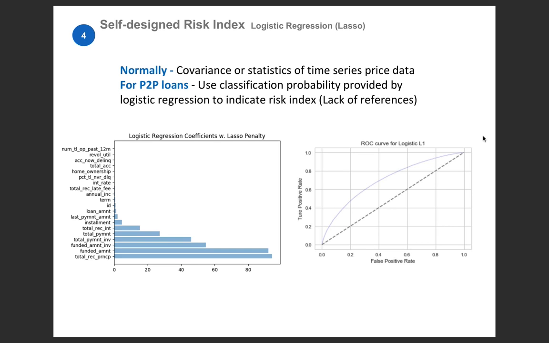Then we use the logistic model to predict on the test set. It will output a 0 to 1 prediction probability. We convert this probability to the risk index using a normal distribution.